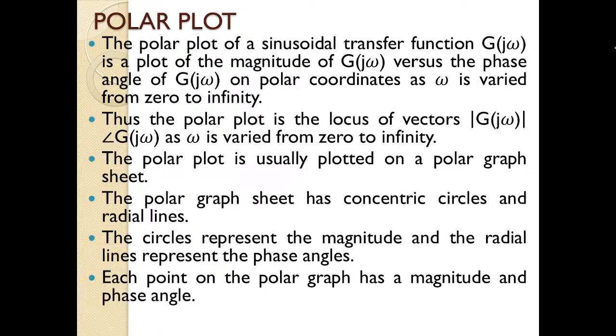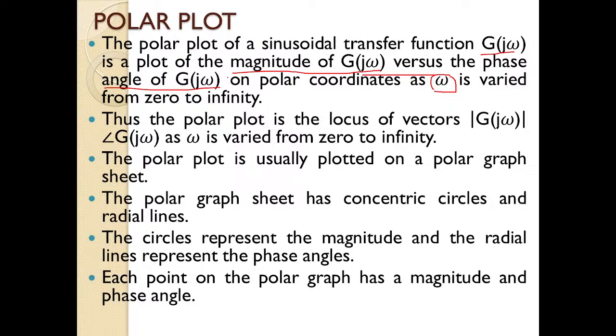So if we have sinusoidal transfer function G of j omega, simply you determine the magnitude of G of j omega and determine the phase angle of G of j omega, for different values of omega. So for different values of omega you can get different values of the magnitude of the sinusoidal transfer function and different values of the phase angles.